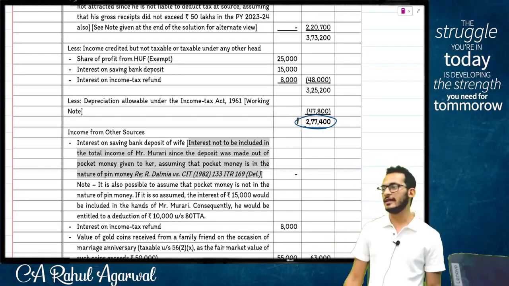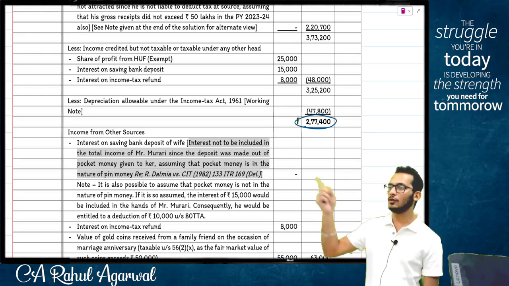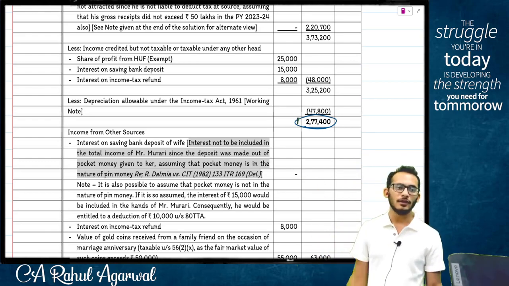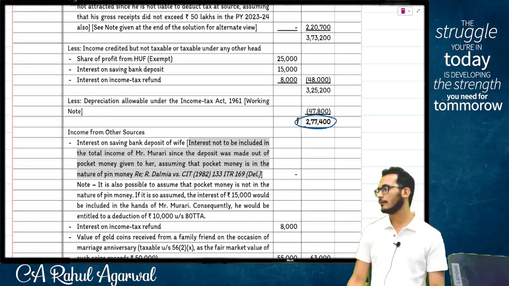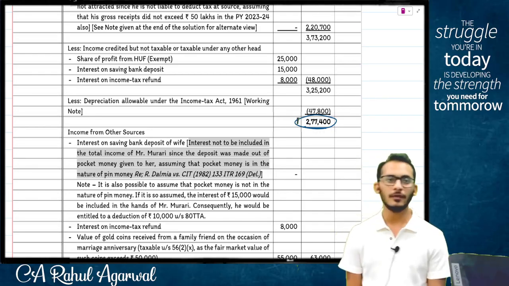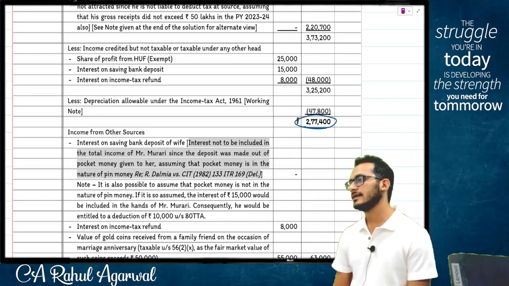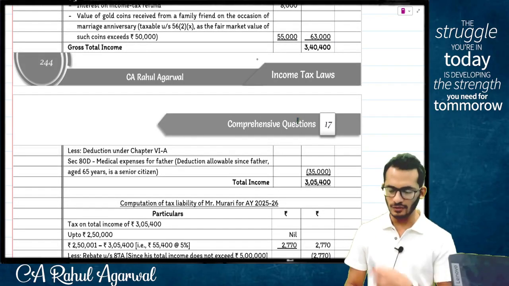Don't make the mistake of telling your presumptive as your total income. It is not your total income. It is your PGBP income. 50 lakhs. Clear? Yes. You can match your answer with this, people.